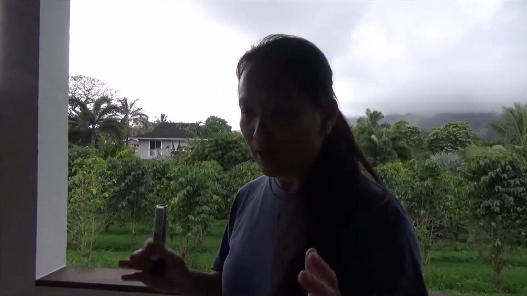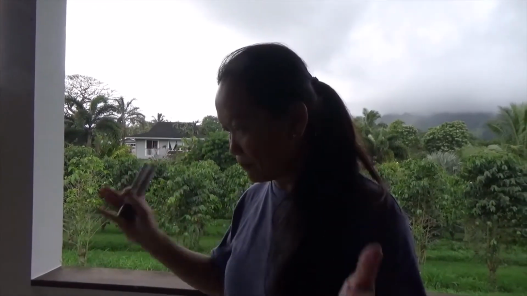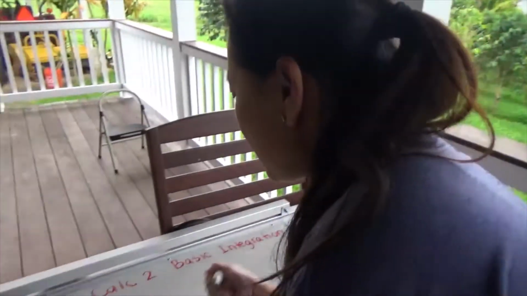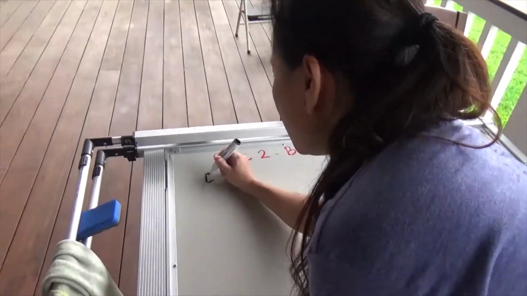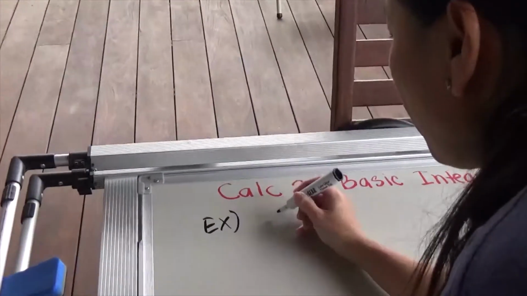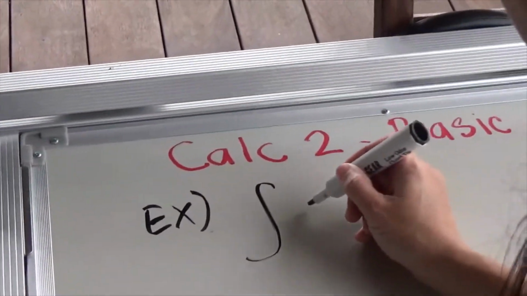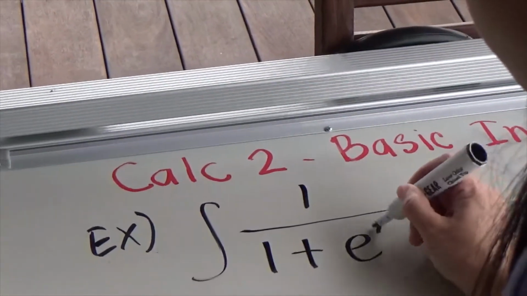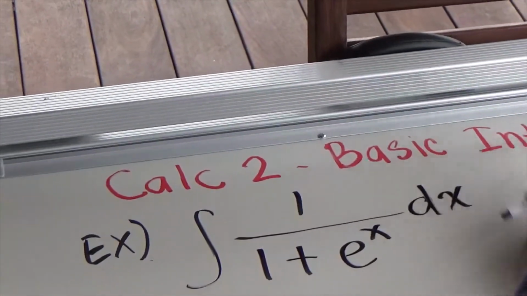Okay, so last part of the video series for 8.1. Here we go. So for this example, we will have the integral of 1 over 1 plus e to the x dx.